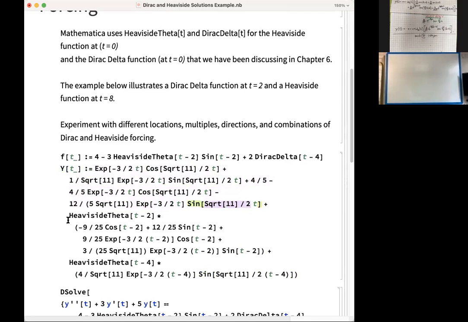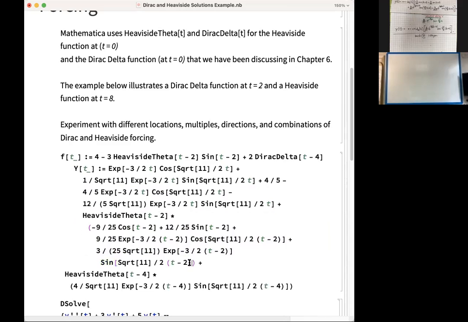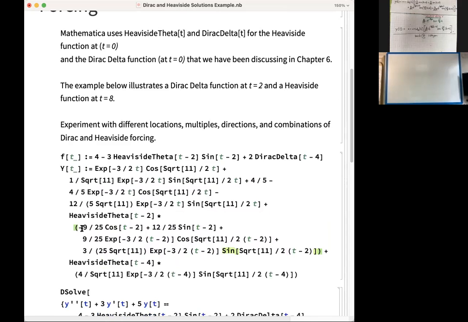Now let's go to the third piece, the first Heaviside part. So this was the bad third piece. Heaviside t minus 2, minus 9/25 straight cos plus 12/25 straight sine. Then plus 9/25 exponential cosine, but this needs a frequency in here. And then the sine wave likewise needs a frequency of root 11 over 2, but let's not get ahead of ourselves. Root 11 over 2. Got it. Whoops, wrong side of the square brackets. Good. So this is the third piece correctly, I think.